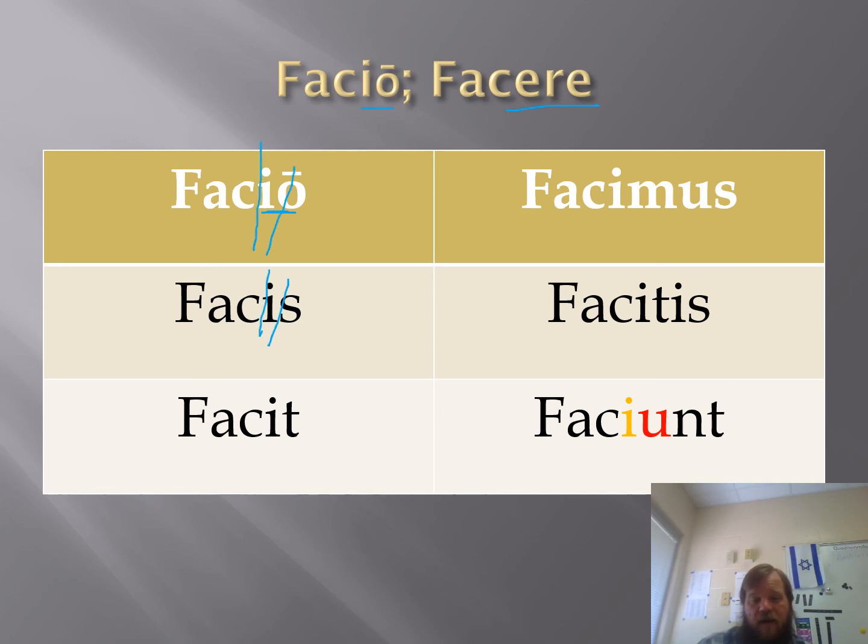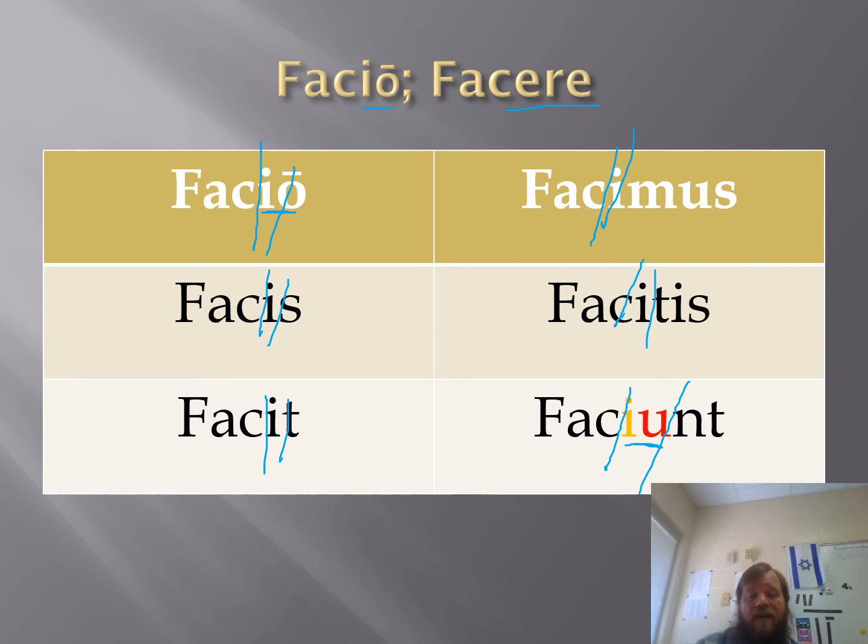F-A-C-I-O, F-A-C-I-S, F-A-C-I-T, F-A-C-I-M-U-S, F-A-C-I-T-I-S, and then it acts like a fourth. You get that alternate joined vowel. Okay? So facio, facis, facit, facimus, facitis, faciunt. Okay? And that's it. That's all there is for verbs right now.